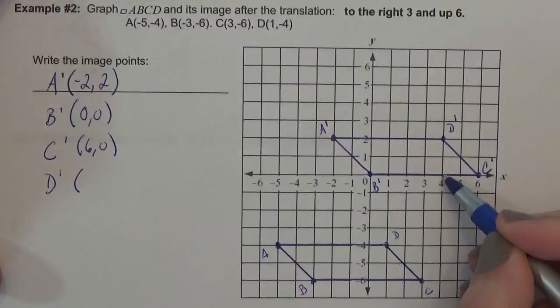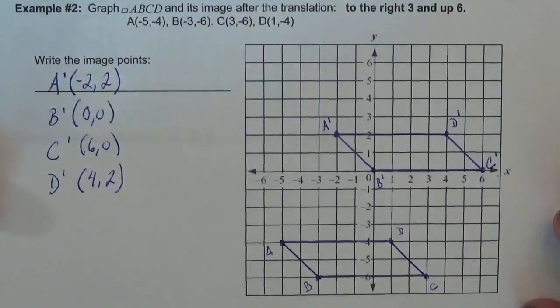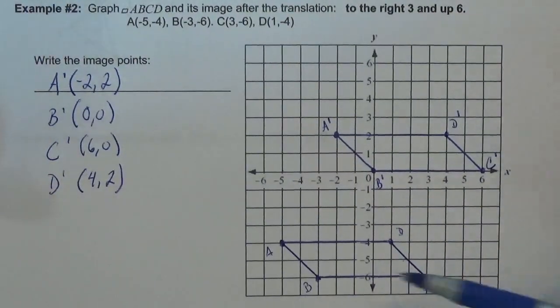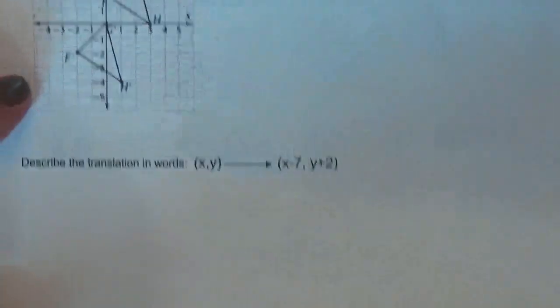And D prime is 4, 2. And there you go. You just did your first translation. All right? Okay, let's keep going here.